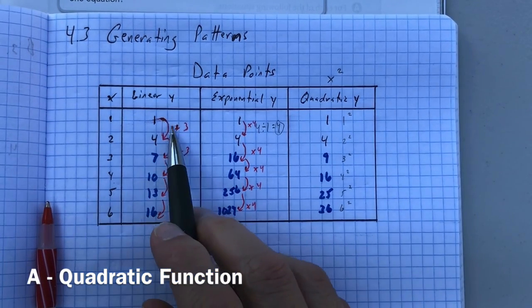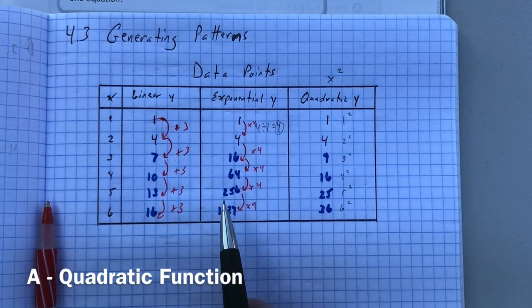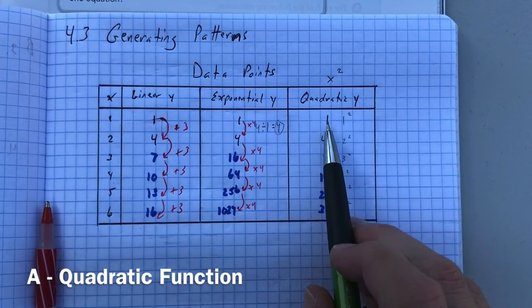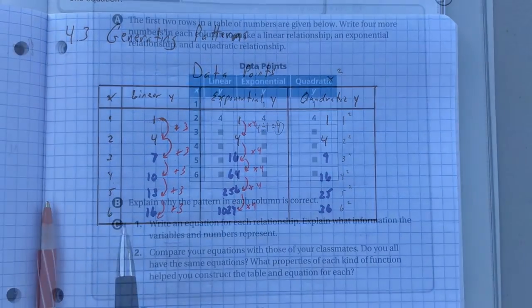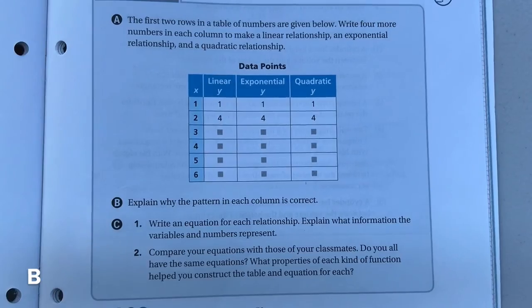So remember, linear is going to be adding that rate. Exponential is going to be multiplying times that growth factor, and quadratic is going to be just taking that value of x and squaring it in that case. All right, part B. Explain why the pattern in each column is correct.